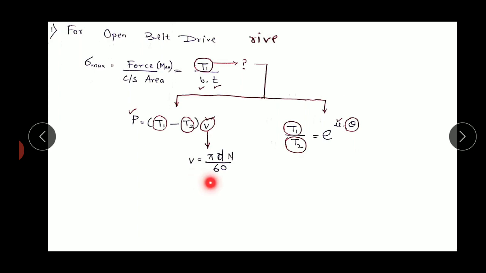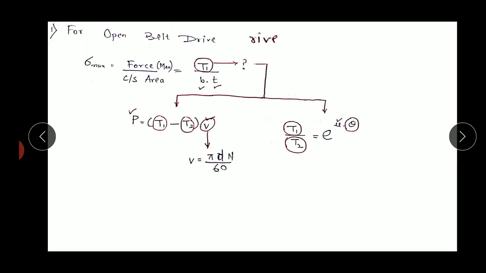Once you find the velocity of the belt, you can easily find a relation between T1 and T2 from the power equation, because power is known. Once you find the velocity, the only two unknowns remaining are T1 and T2. So one equation you will easily get from here. The second equation you will get from here is T1 upon T2 is equal to e raised to mu theta. So how to find theta?